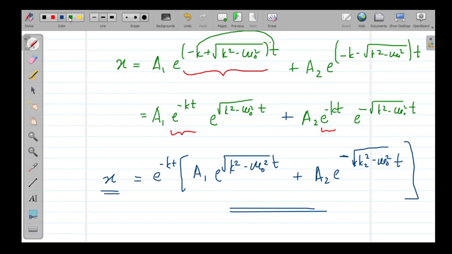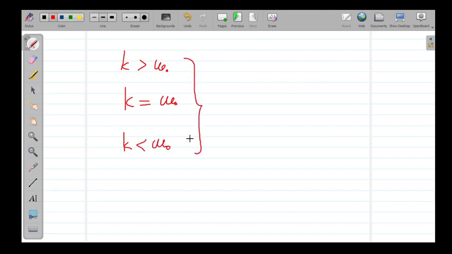Now the motion or the behavior of the system can be different depending on various factors inside this root term. So we will have 3 different situations, depending on the value of k being greater than omega 0, the value of k being equal to omega 0, and the value of k being less than omega 0. So we will look into these 3 specific situations in the next video, the part 2 of this video.